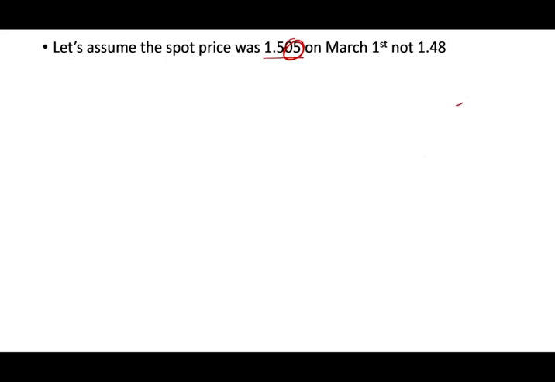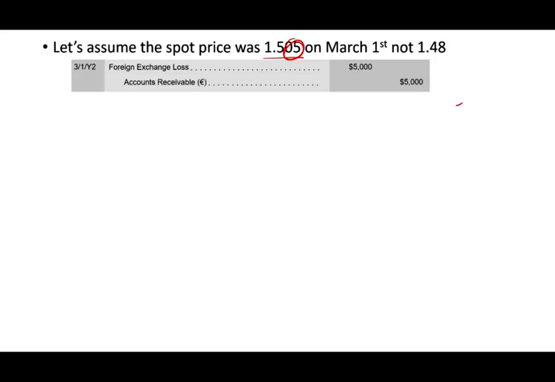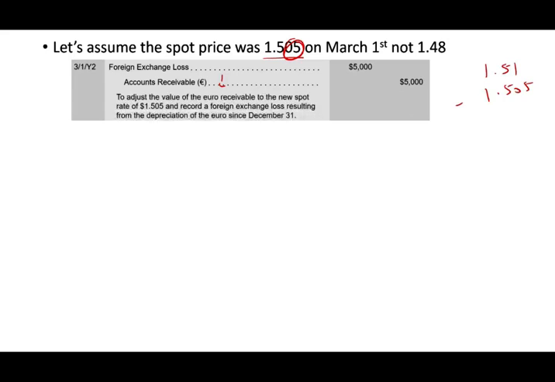Let's take a look at it. So December 31st entries will be the same. Now we're going to be changing the example. Now, we're going to have to adjust the receivable. The receivable is adjusted. It was 1.51 December 31st. Now it's 1.505. So the receivable went down by 5,000. We're going to reduce the receivable. Don't worry. We're going to book a corresponding gain. So notice we have a loss on the receivable, because it went down from 1.51 to 1.505. You're comparing it to December 31st.